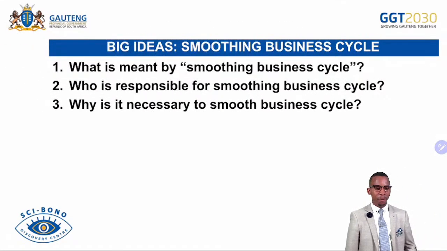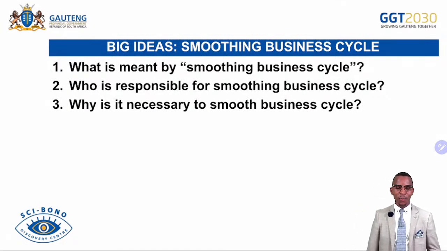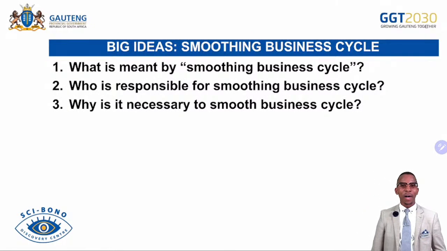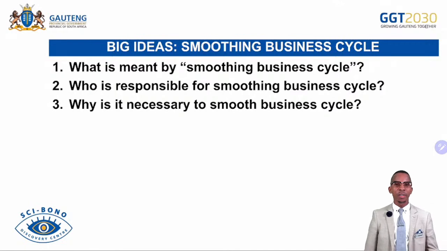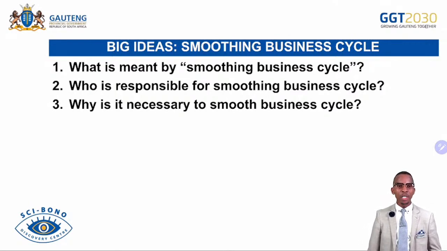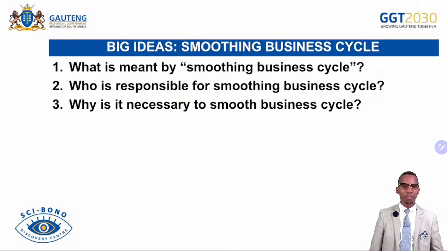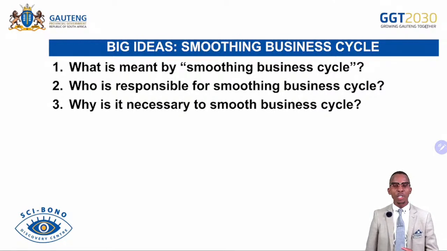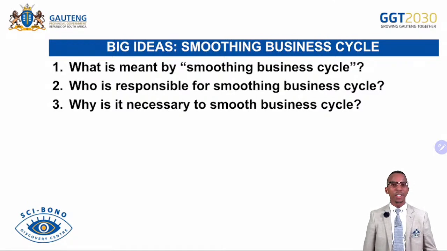The third bigger idea: why is it necessary to smooth the business cycle? Now, I know at times we teach you the content and we don't give you a reason why the content is taught. It is very important for you as a learner to get interested. For you to be interested in a particular topic, you need to know the reason.